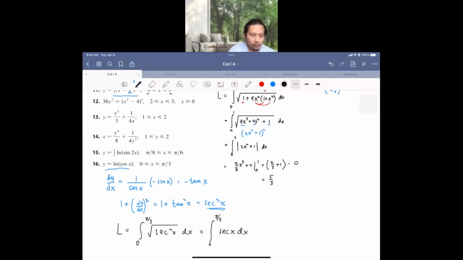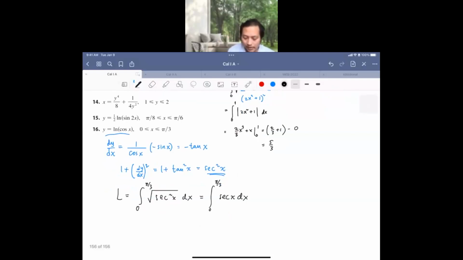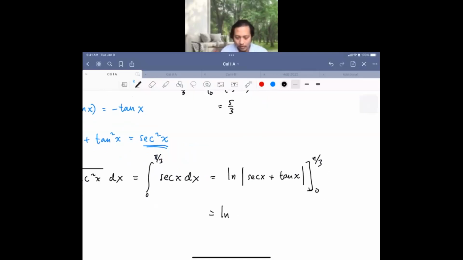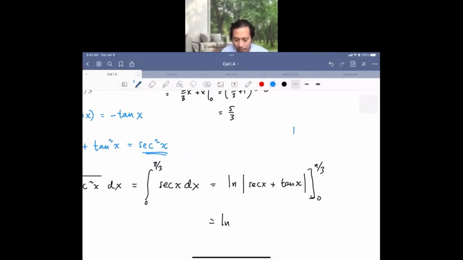And we know from what we have done in the previous lectures that the integral of secant x we can write as ln of secant x plus tangent x, right? And we can evaluate from 0 to pi over 3. And we could take the ln of secant pi over 3, so 1 over cos pi over 3.